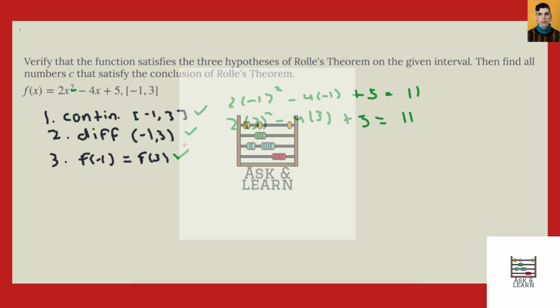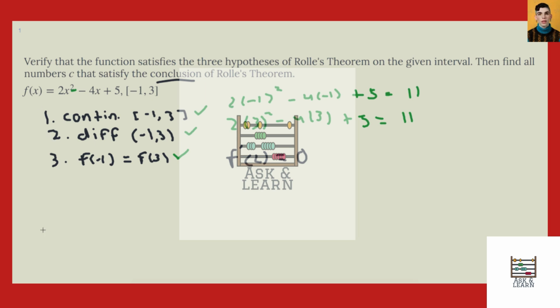So now that we've satisfied all three conditions required for Rolle's theorem, we can go ahead and find the number of c's that satisfy the actual conclusion. And so to recall, the conclusion of this theorem is that there will be a number c in the interval such that the derivative at point c is equal to 0. So we have a horizontal tangent line. And we can actually solve for this in this case.